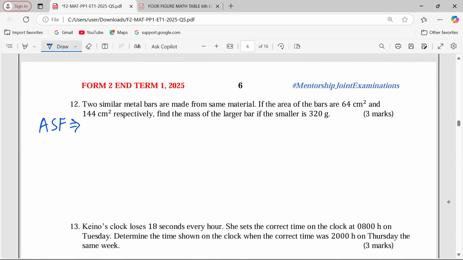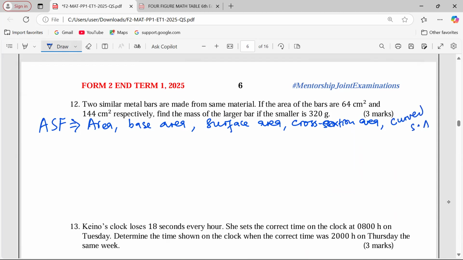Area scale factor relates area. It also relates when you hear base area, surface area, things to do with cross-section area, any form of area. Area scale factor also relates curved surface area, and such. So all things to do with area, they are related using the area scale factor.